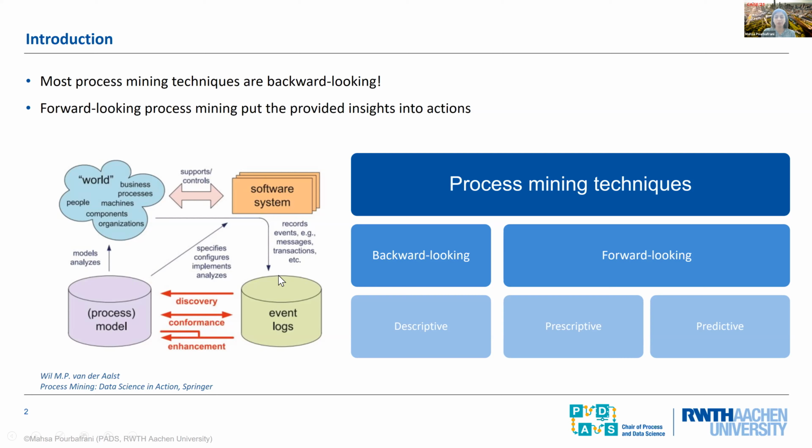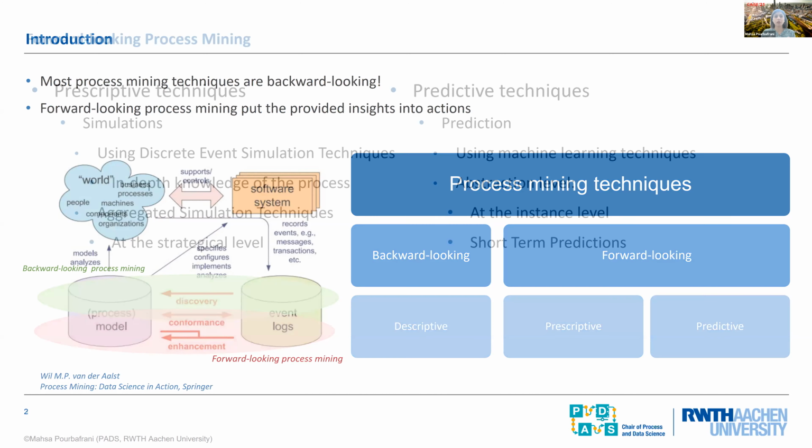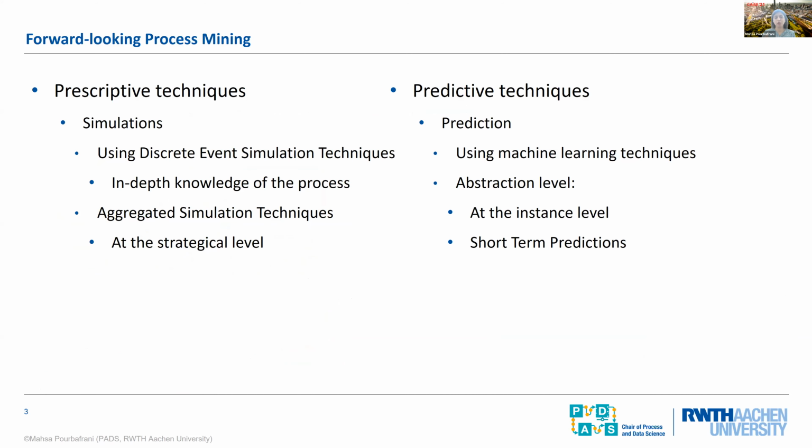So these are the categories that we consider for our work: backward- and forward-looking process mining. If we take a look at forward-looking process mining and a couple of techniques that already exist, as I mentioned, we have prescriptive techniques as well as predictive techniques, right? In the prescriptive techniques, usually we refer to simulation. Why? Because these are models that can prescribe your process in the future.